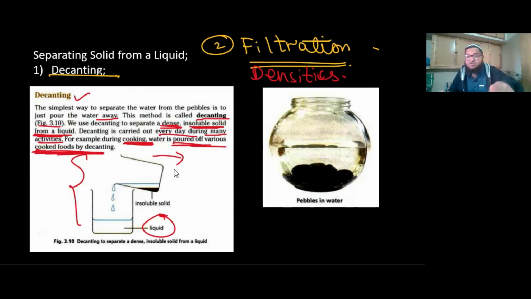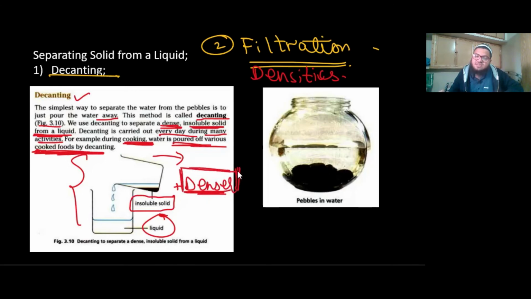So this is an application of chemistry in your real life, which makes it even more interesting to study. You are applying this technique in your real life, and without even having prior knowledge of decanting, you were actually decanting the rice or other cooked foods. Clear? I hope this makes sense. But make sure that this solid must be insoluble and must be denser. Why should it be denser? Because only if it is denser will you be able to collect it at the base separately. Otherwise you won't be able to collect the rice or the pebbles at the base.